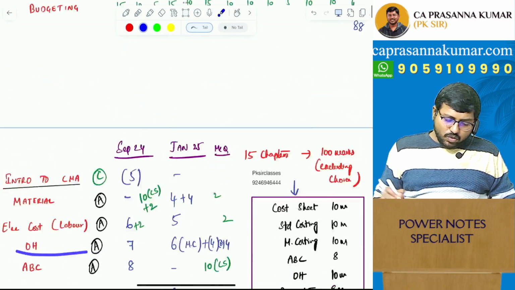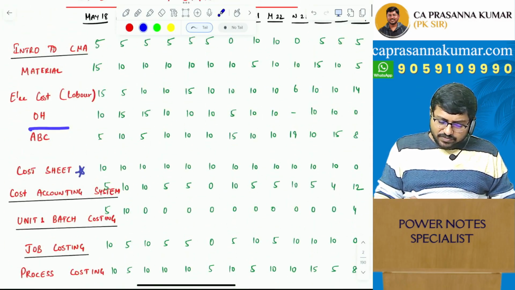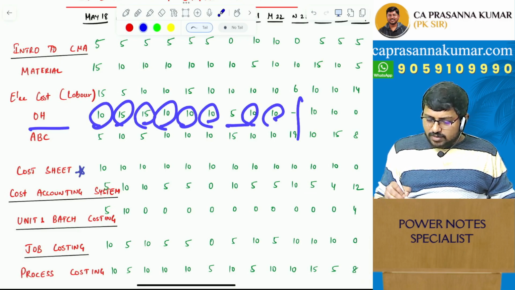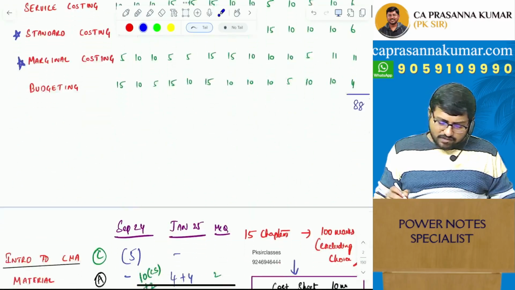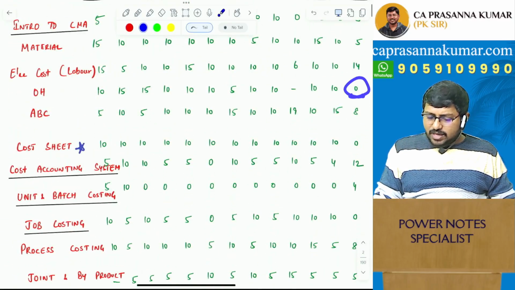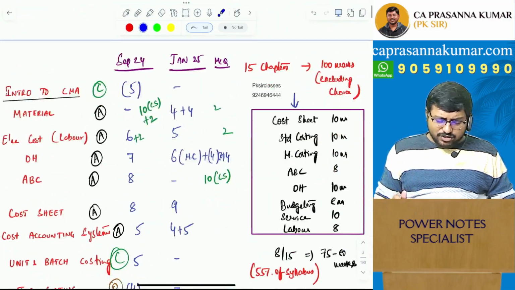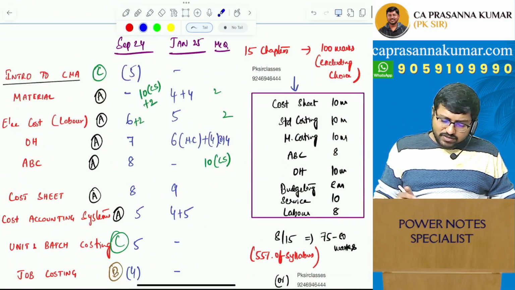Now moving on to overheads. Let's look at the overheads chapter next. 10, 15, 15, 10, 10, 10, 5, 10, 10. One attempt it has been missed, 2 attempts, and then 10, 10 after that. In this attempt, I think probably MCQs would have been there. So we can't say that overhead has been missed, because overhead is a chapter where you'll get a compulsory question every single attempt.